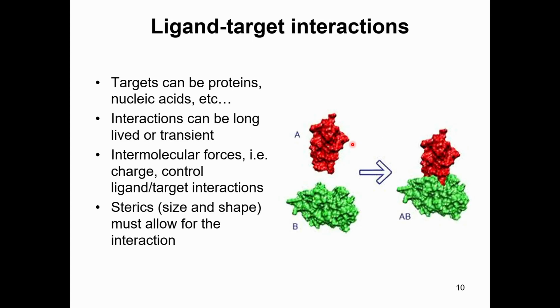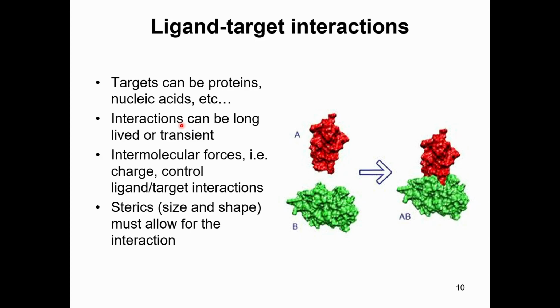So more about ligand-target interactions. Once again, targets can be proteins. There are even targets that can be nucleic acids. So for instance, there are drugs that bind nucleic acids. We're going to talk about some of them, like DNA and RNA. But the interaction between the ligand and the target can be very long-lived or very transient, okay? Because remember, this is a chemistry thing. There's association and dissociation going on.